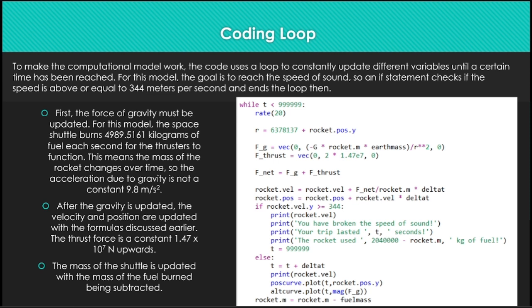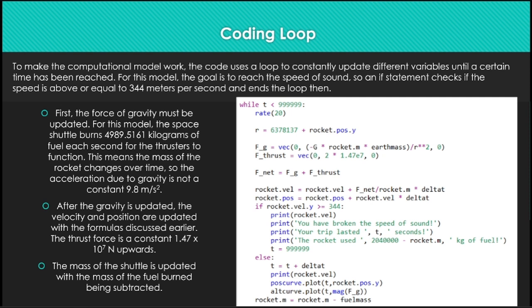For this model, the space shuttle burns 4,989 kilograms of fuel each second for the thrusters to function. This means that the mass of the rocket changes over time, so the acceleration due to gravity is not a constant 9.8 meters per second squared. After the gravity is updated, the velocity and position are updated with the formulas discussed earlier.